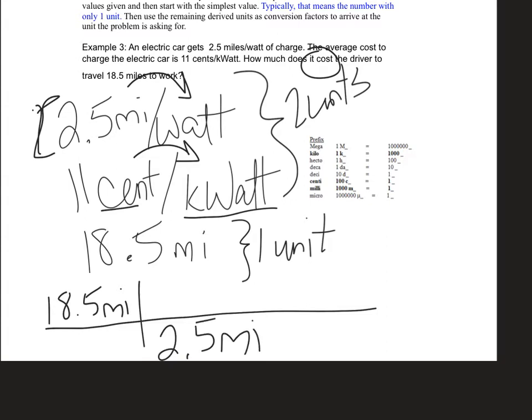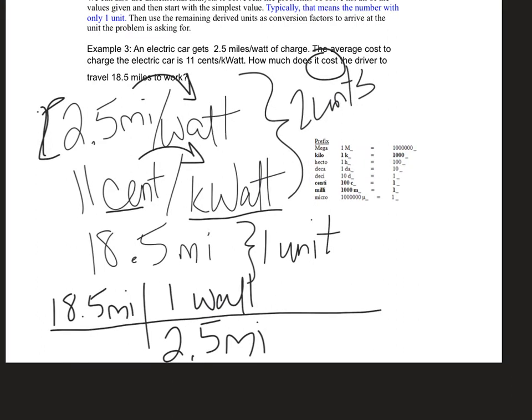Notice I put miles on the bottom because I started with miles on the top, and that's going to be per 1 watt. So I've used this one. I've used my 18.5. The only thing I have left is this 11 cents per kilowatt. I have to be able to match either cents or kilowatts. I currently have watts in my problem. I need to get to kilowatts, which means we've got to bring in one of our prefixes.